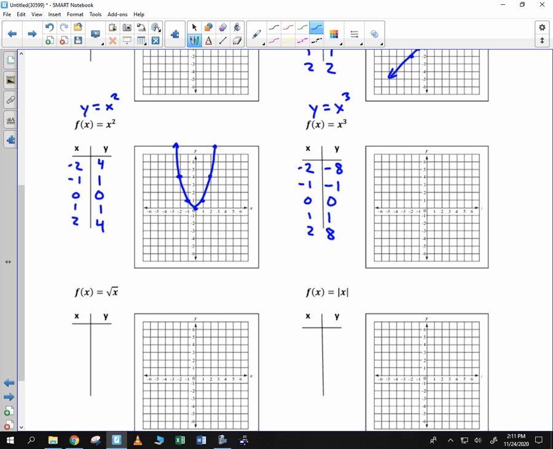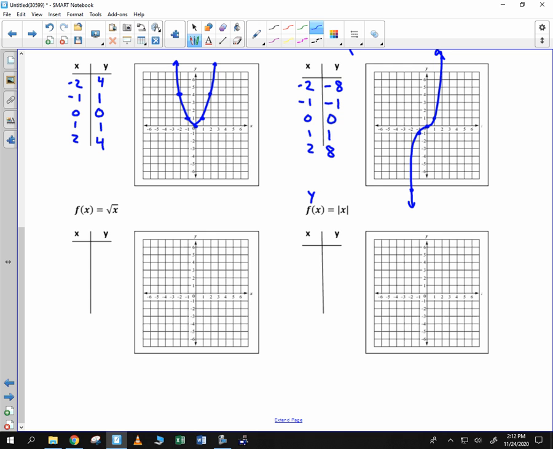So negative 2, negative 8 is going to be about down here. Negative 1, negative 1. 0, 0. 1, 1. 2, 8. The function is going to look kind of like that. We call that a cubic, third degree.